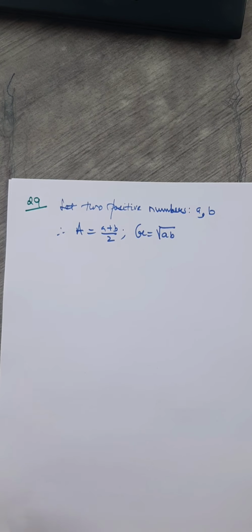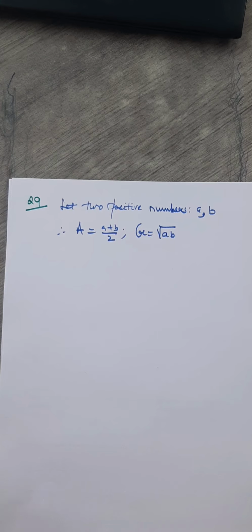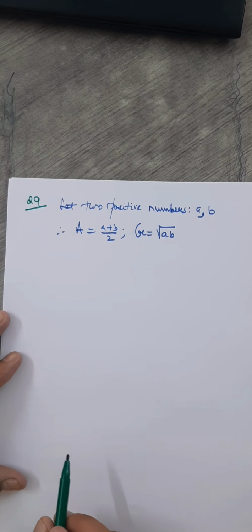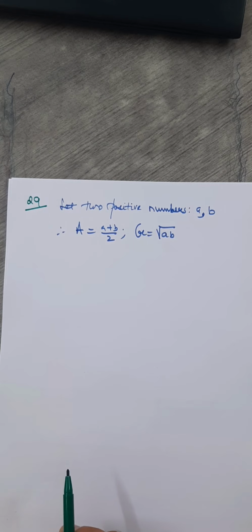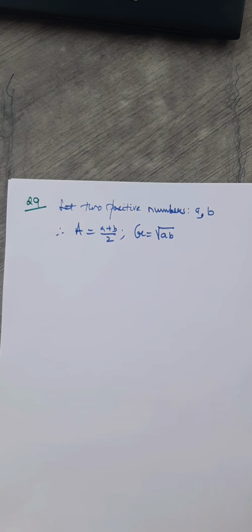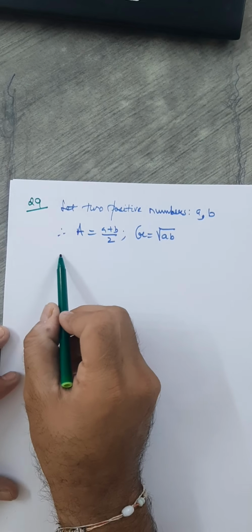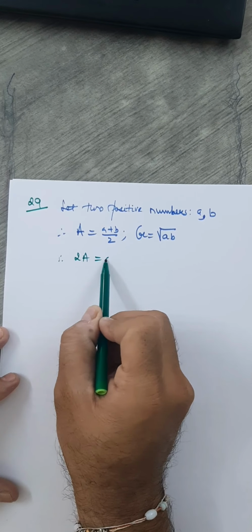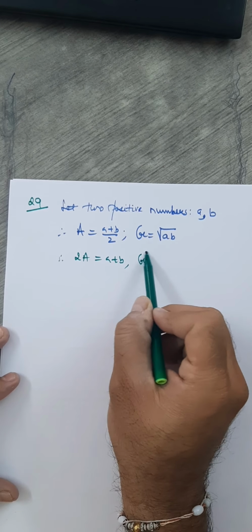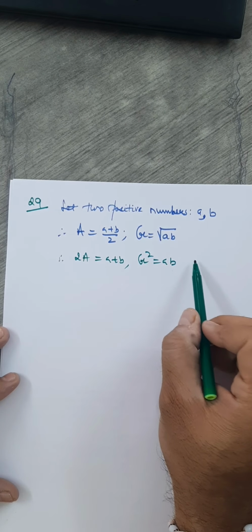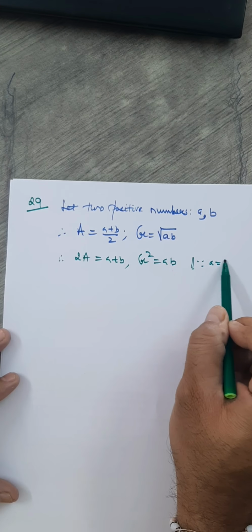Right? Arithmetic mean means what? (A plus B) by 2, and geometric mean is root AB. Okay. Now, prove that the numbers are this. So we want to show that A and B are this given expression. In short, you want A and B, right? That's the question. So indirectly, this is a question of solving these two equations. Here you can write 2A equals A plus B, and G squared equals AB. What is the question? Find A and B.